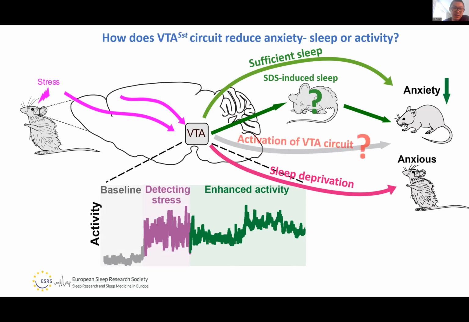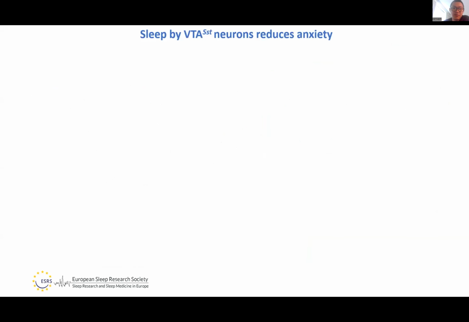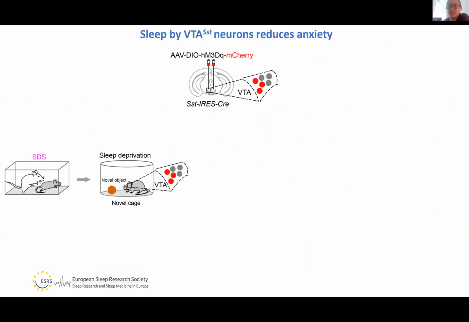Another possibility is that the activation of these VTA circuits matters, because when we used genetic ablation or hM4Di to manipulate the function of VTA-SST neurons, we actually also deactivated or ablated the normal function of those cells. So therefore, we designed an experiment by expressing hM3Dq in SST cells to manipulate their activity.